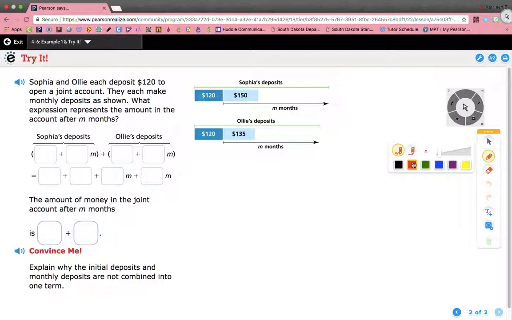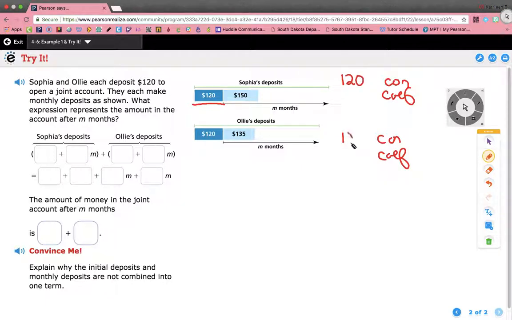Okay, so Sophia deposits. Remember the first thing I said is find out the constant and the coefficient for both. Con and coef. Okay, the constant for Sophia, the thing that only happens once, is this $120. They just put that in there. So the constant is 120, and it's the constant for Ollie as well. Okay, Sophia's deposits, she puts in $150 per month.